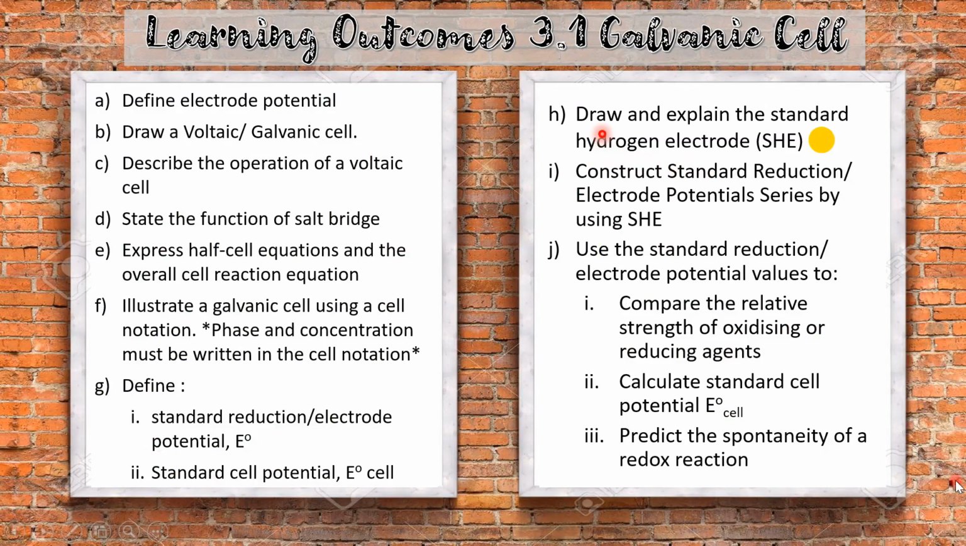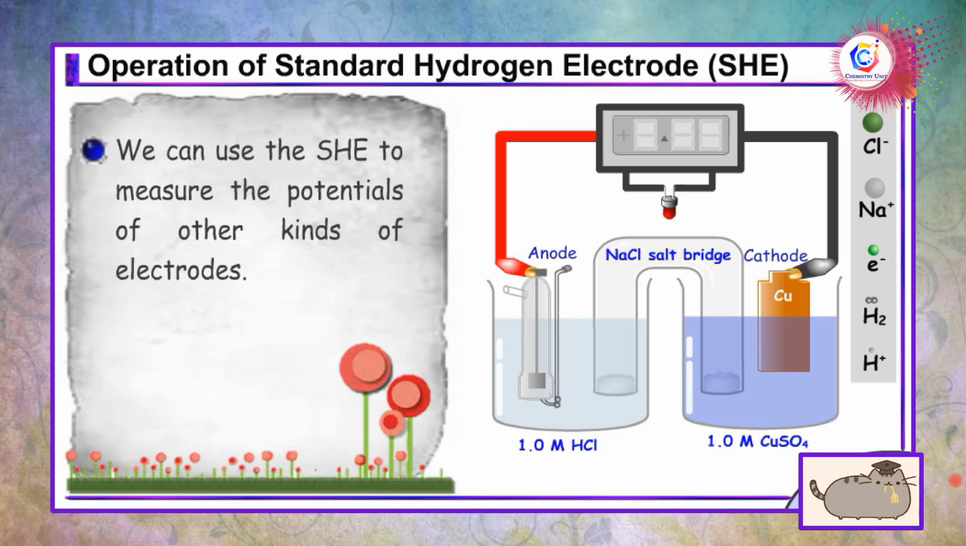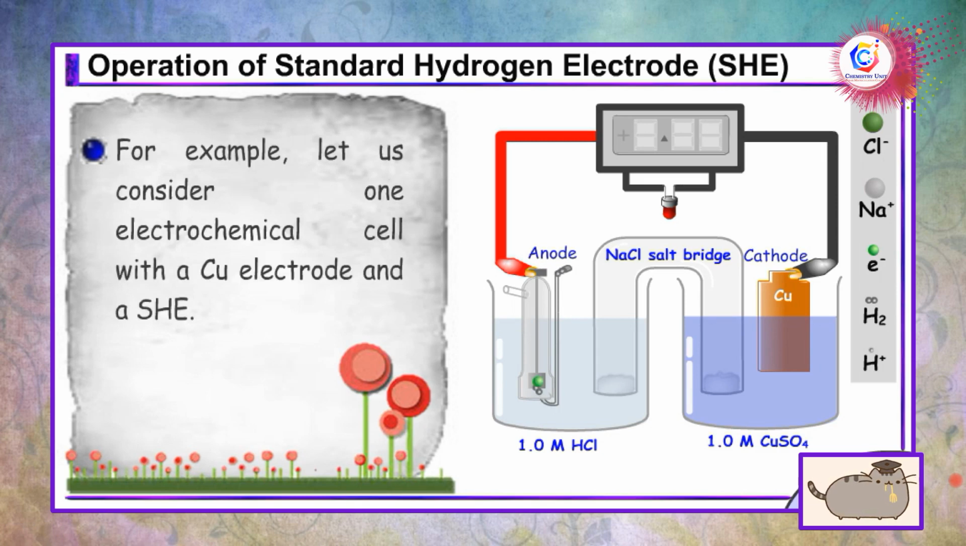You are going to learn about draw and explain the standard hydrogen electrode, SHE, and construct the standard reduction or electrode potential series by using SHE. We can use the SHE to measure the potential of other kinds of electrodes.